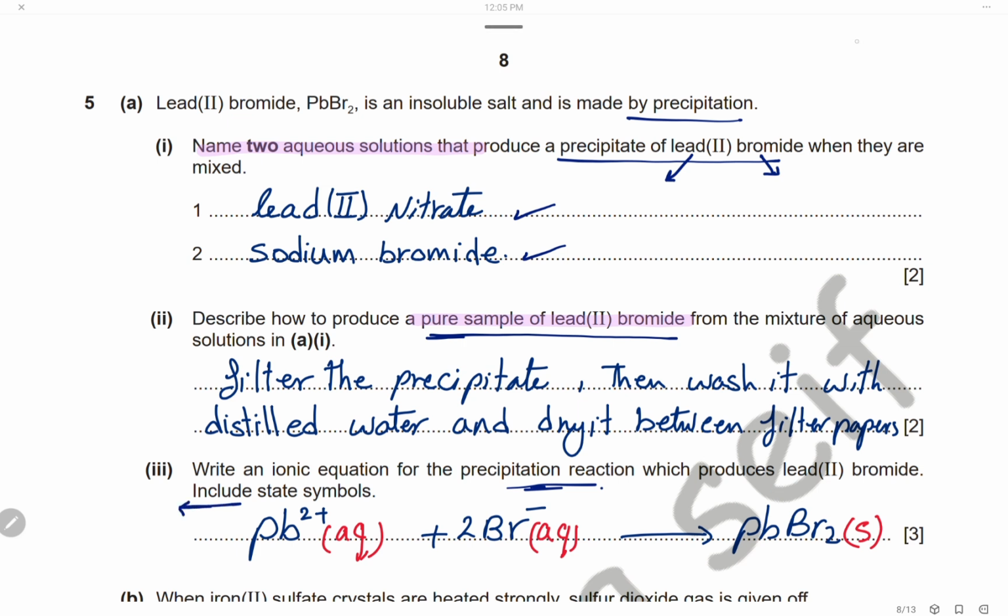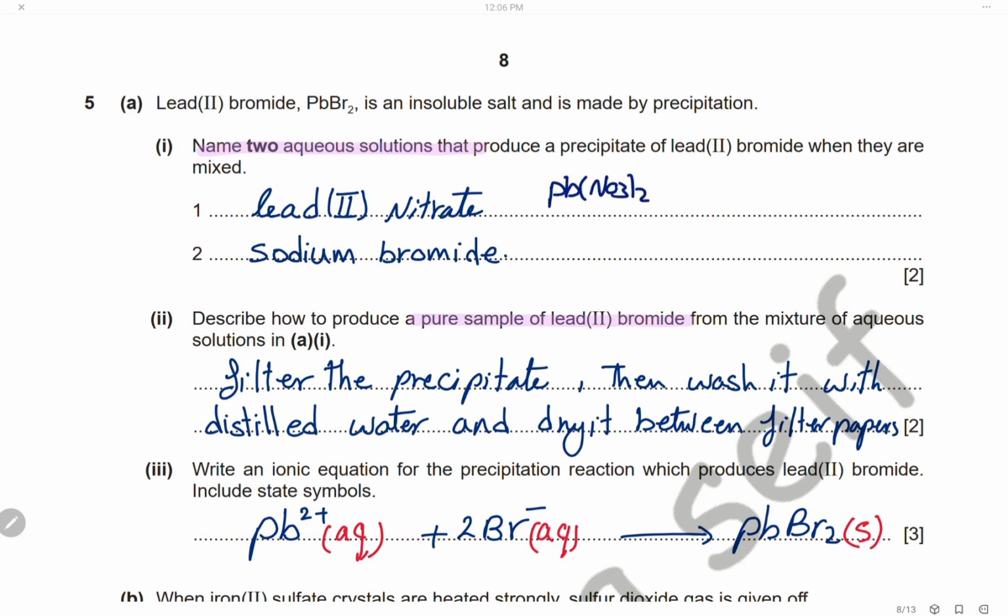So we will first write the original equation. Here we have lead nitrate reacted with sodium bromide to form lead bromide and sodium nitrate. We will remove the spectator ions, which are aqueous in the reactant and in the product with the same charge. So the spectator ions are sodium and nitrate. Removing sodium and nitrate, rewrite back the equation.